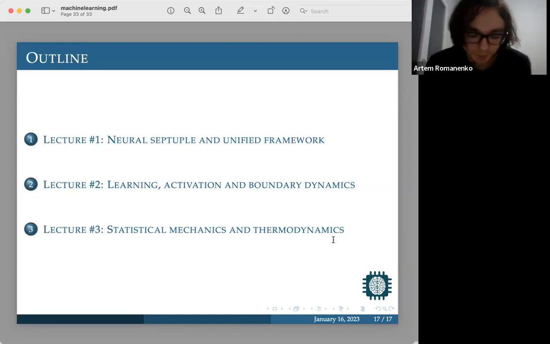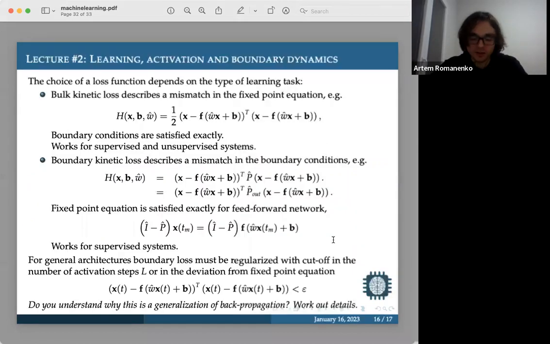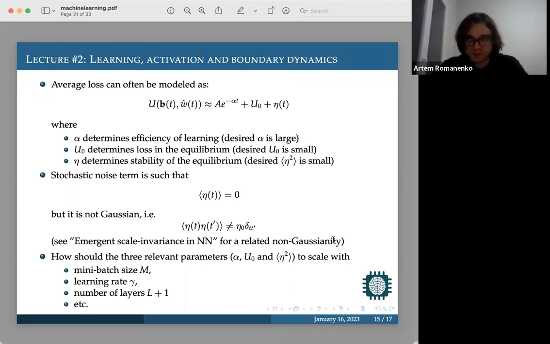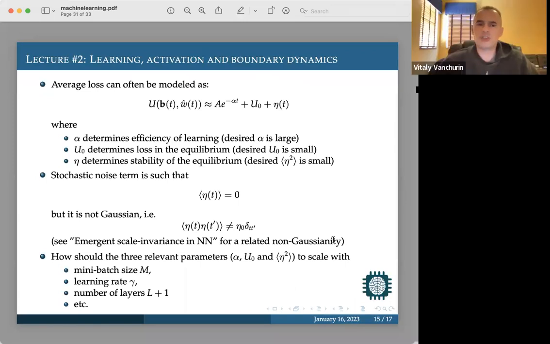Yeah, there are a few of them. Can you please return to slide 15? Sure. Can eta be considered as a random value? Well, that's the assumption here, right? So it's some stochastic noise.